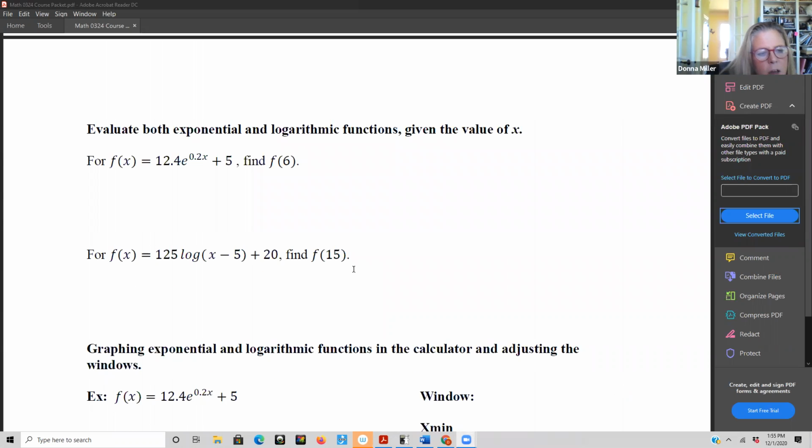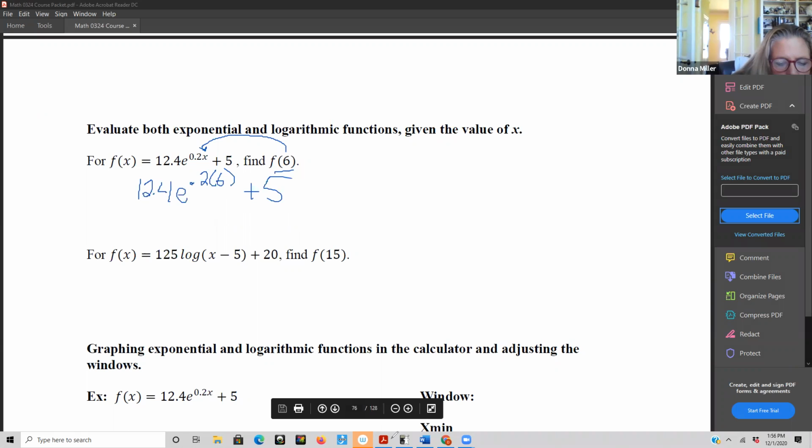All right, so let's talk about evaluating exponential functions. All you're doing is plugging something into a calculator. So function notation is something we've done. So when they're asking you to find f of 6, all you're doing is taking 6 and plugging it in for x. So I get 12.4 e to the 0.2 times 6 plus 5. And that's what I want to plug in a calculator, right? So I'm just going to do that.